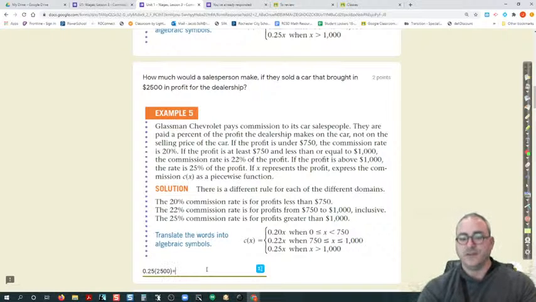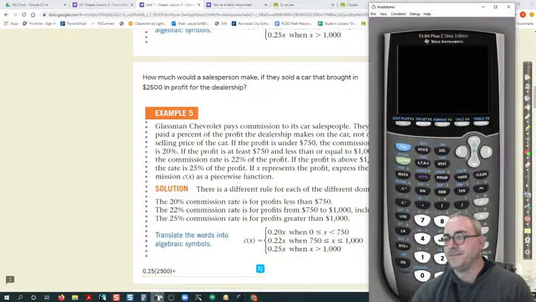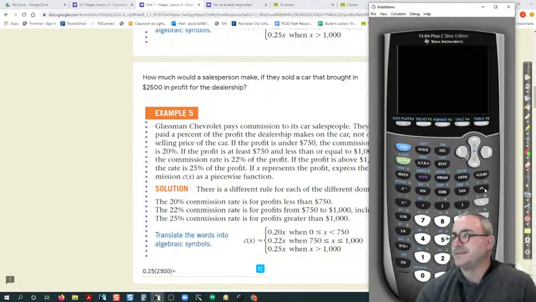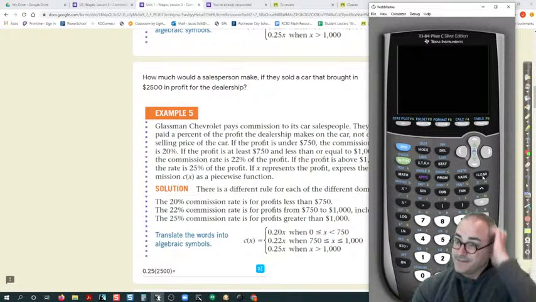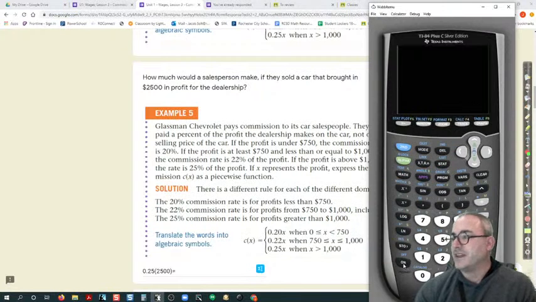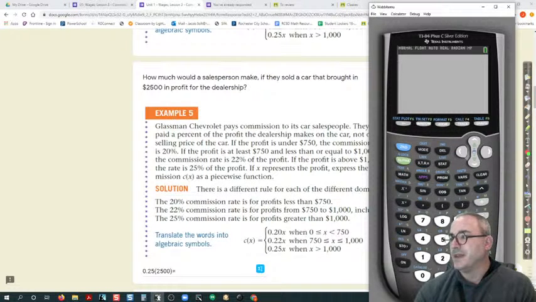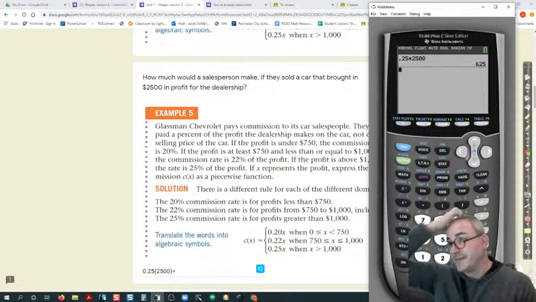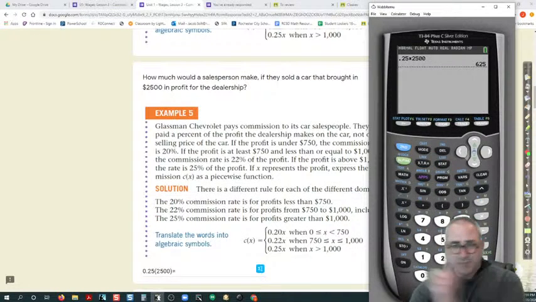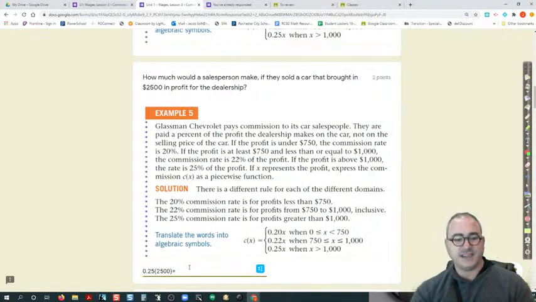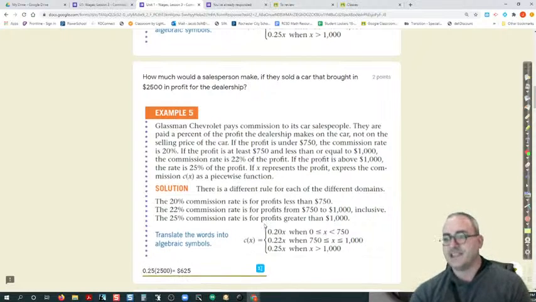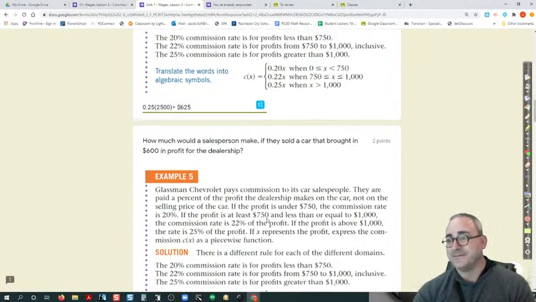2,500. All right? And I'm going to go to my handy-dandy calculator to solve this. 0.25 times 2,500. There we go. $625 for the sale of this one car. The salesperson will get paid $625. Oop, that's not what I wanted. I wanted this. There we go. That's the commission that the salesperson will get.